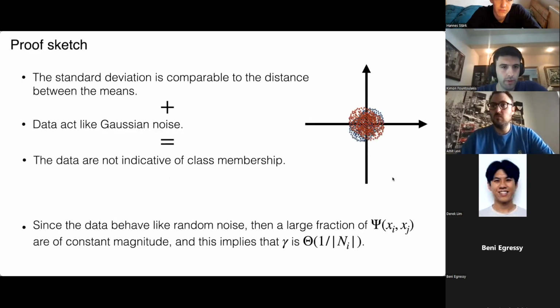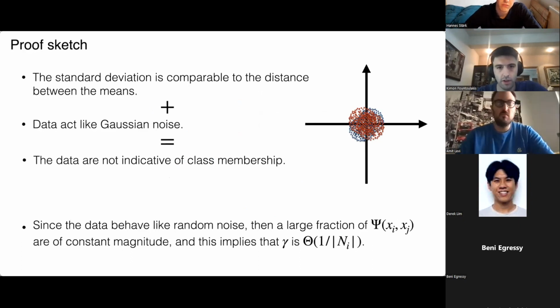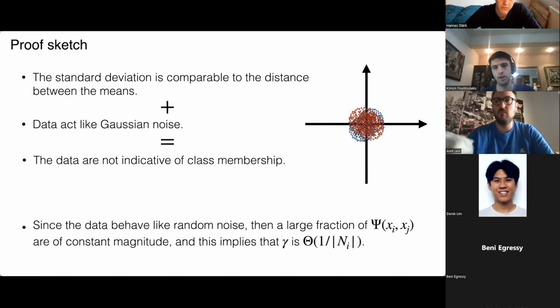And how do we prove that? Well, it's the same phenomenon as before, which I've mentioned a lot of times. The distributions collapse because the distance between the means is comparable to the standard deviation. So when the distributions collapse, then the data basically act like Gaussian noise. So we cannot extract any useful information from the data.